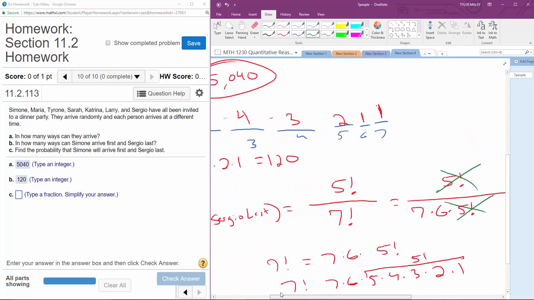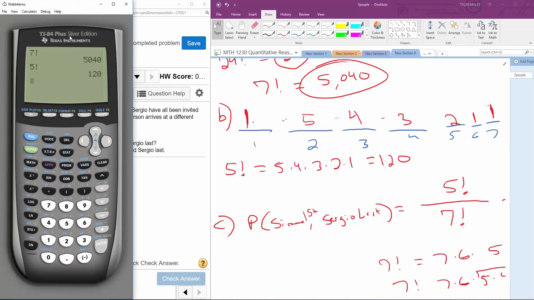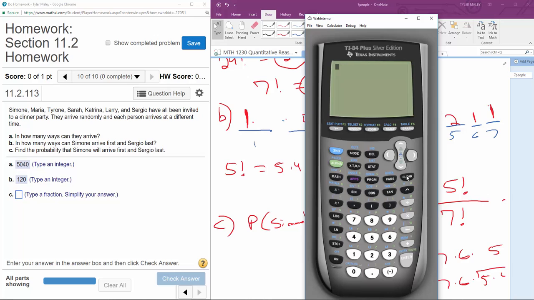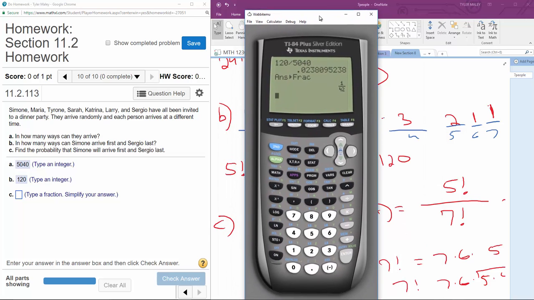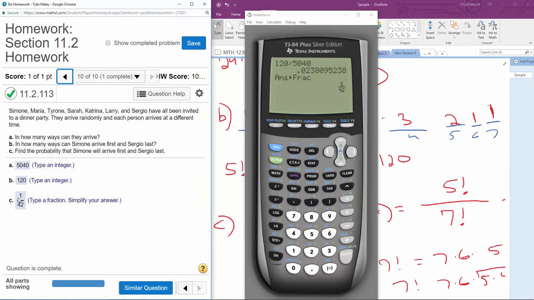So you can do it that way by simplifying factorials, or you could use your calculator and take 120 divided by 5040, and we can turn this answer into a fraction, and we get 1 out of 42, right, which is what I got using the factorials. So we can do that either way, right? Doesn't make a difference, however you want to do that, right? All right, so that'll give you some more practice with that fundamental principle of counting.